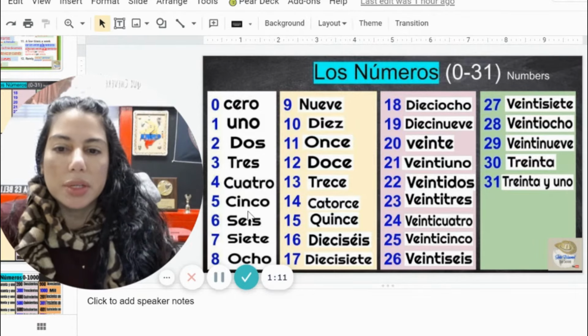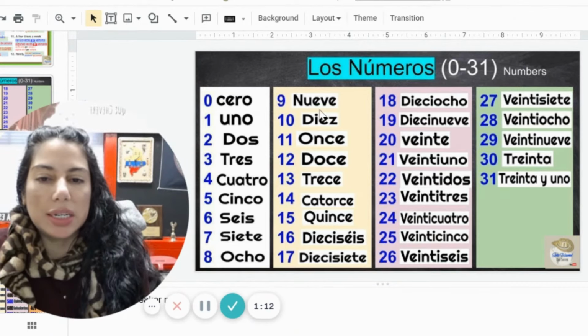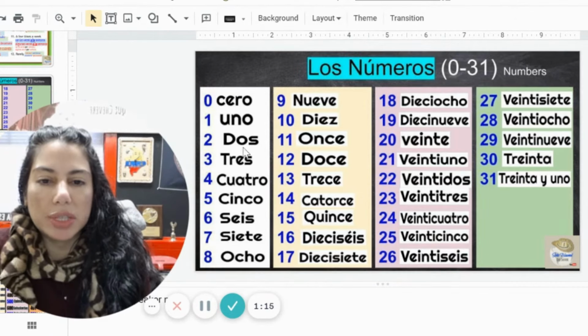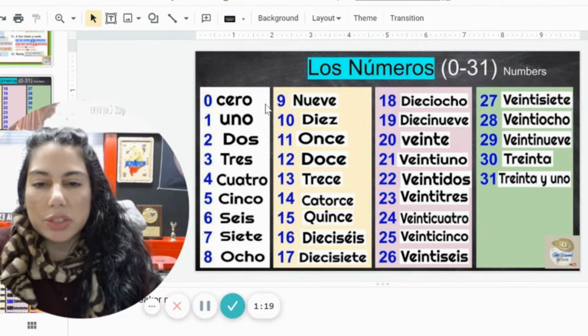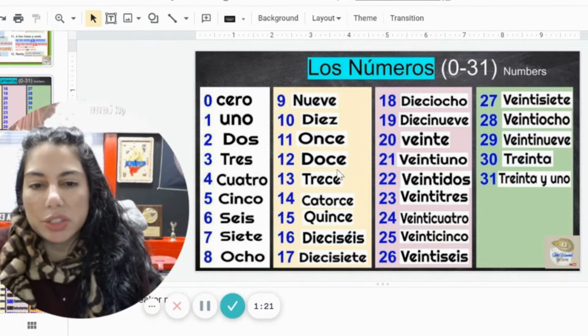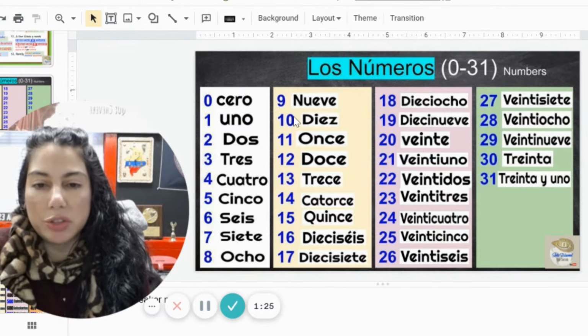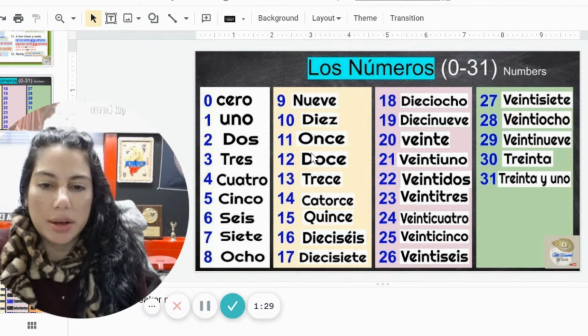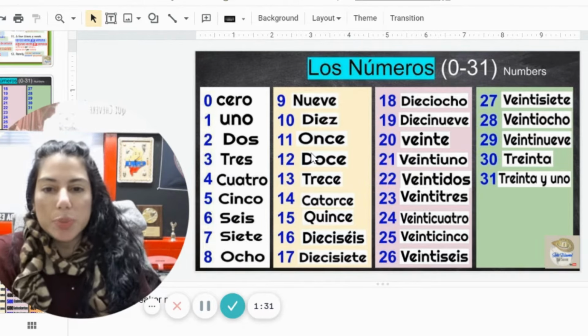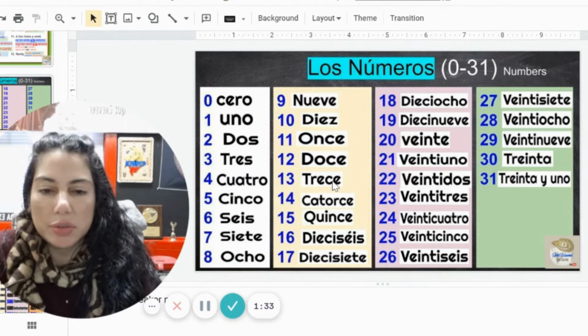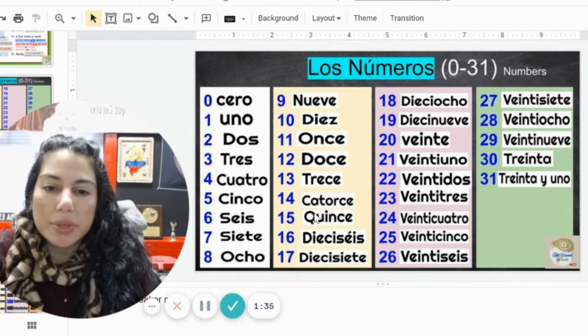31. Okay, so notice a few things here about los números. So there's basically uno all the way to, or cero all the way to 15. There's really not a pattern. You just have to memorize each one. They're unique. They're very individual in their spelling. So you just need to know how to spell them, how to say them.